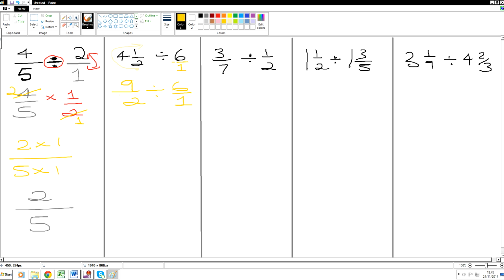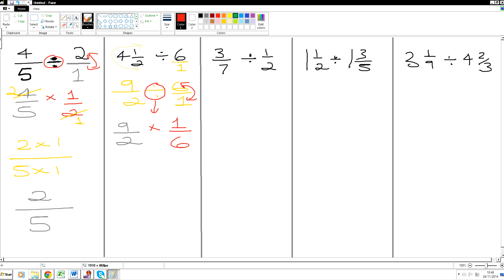Now we just copy the question down. We now need to apply step 1.5. So divide becomes times. Copy down the 9 over 2. Made a quick mistake with that. Good, lovely. We need to turn the second fraction upside down. So it becomes 1 over 6. So we convert the mixed into top heavy, we turn the divide into times, second fraction upside down, and now we have not a division question anymore, we now have a times question.